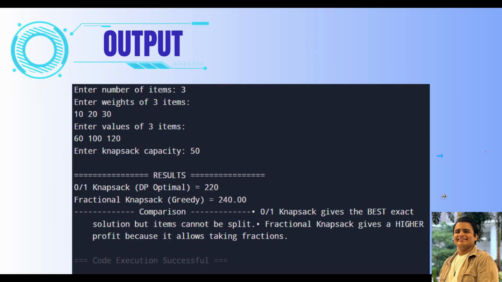DP gives the best exact answer when items are indivisible, while the greedy fractional method can achieve a higher value when splitting items is allowed.